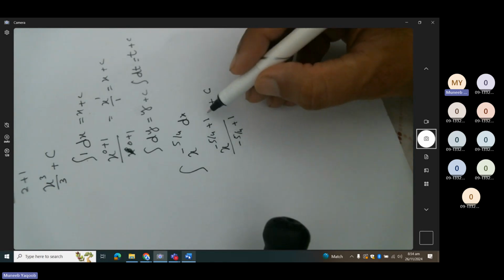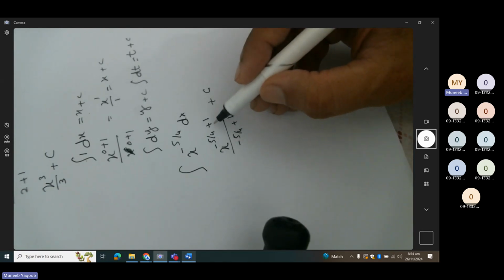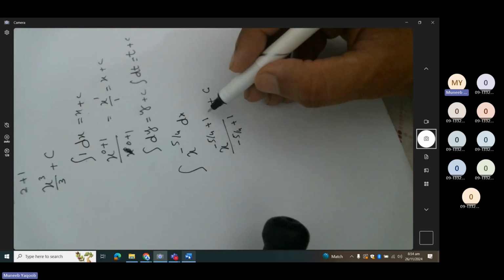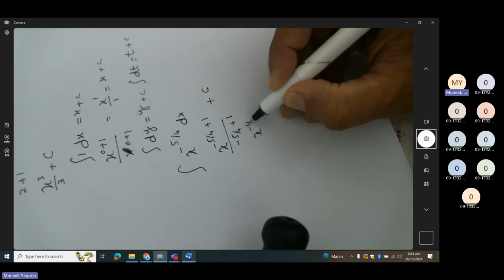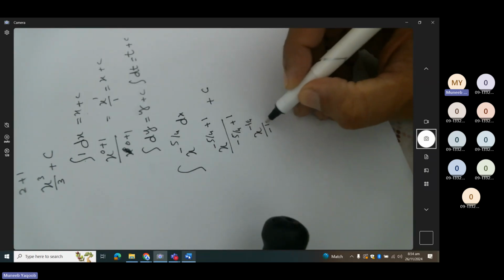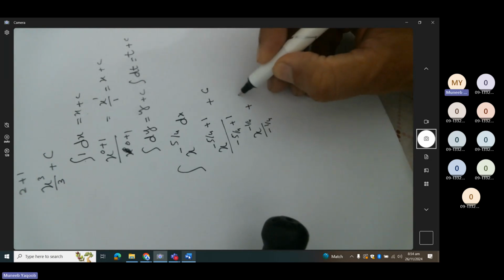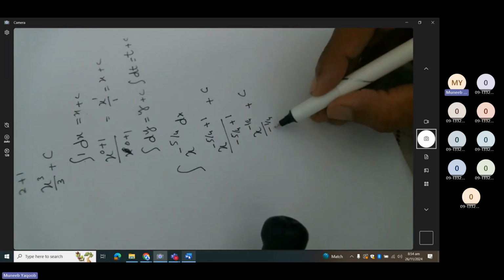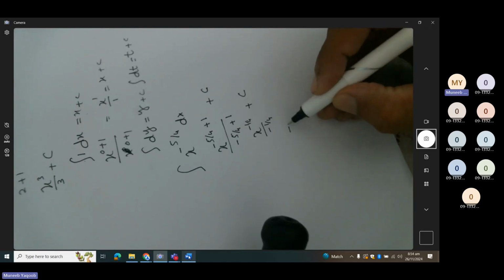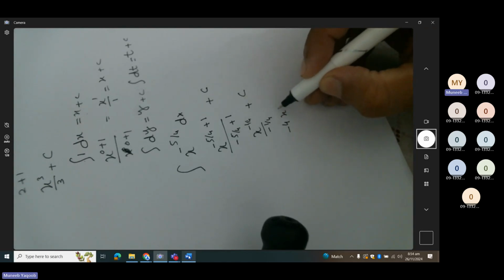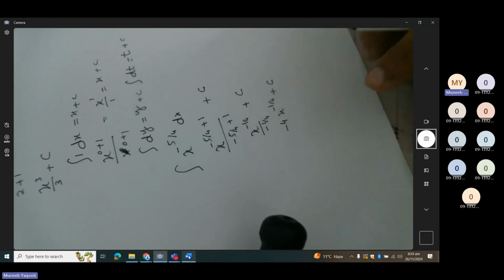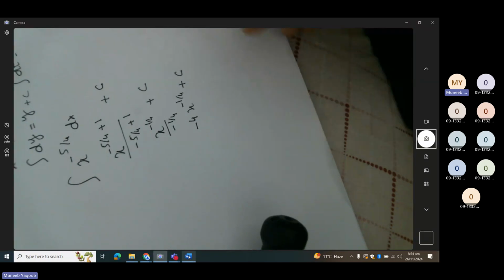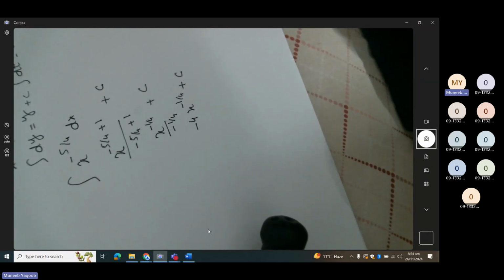So minus 5 by 4 plus 1, if we take the LCM, will become minus 5 by 4 plus 4 by 4. So it will become minus 1 by 4. So the answer would be minus 1 upon 4 upon minus 1 upon 4 plus C. Now this minus 1 by 4 in the denominator will become minus 4 times x power minus 1 by 4 plus C. So it will be the final answer of integration: minus 4 times x power minus 1 by 4 plus C.